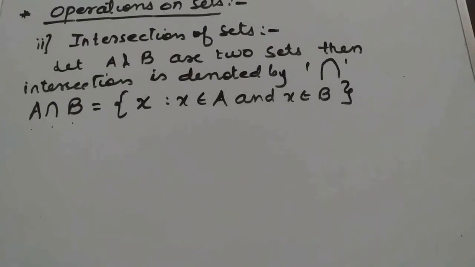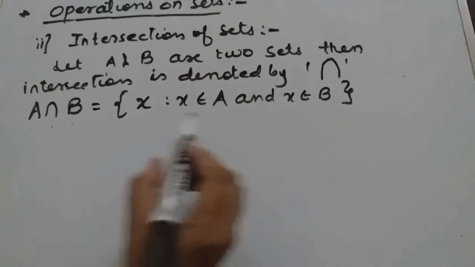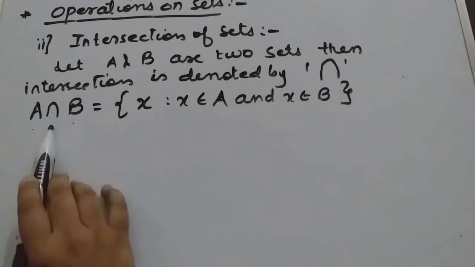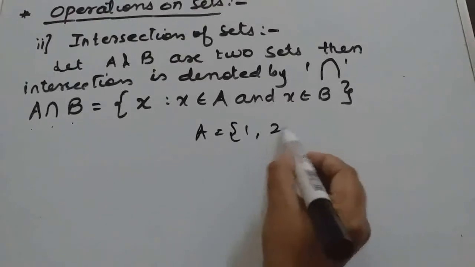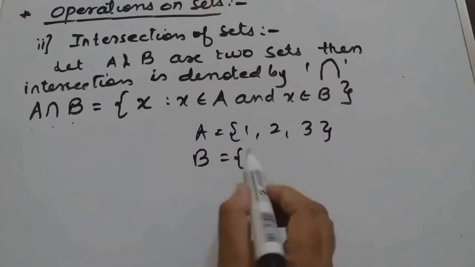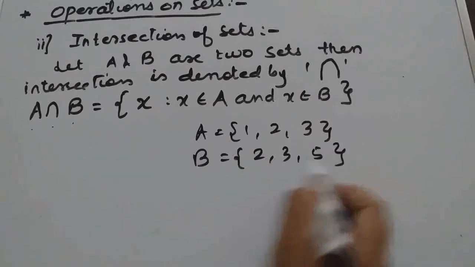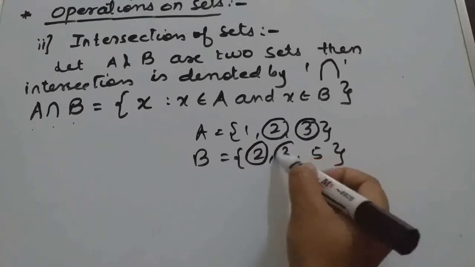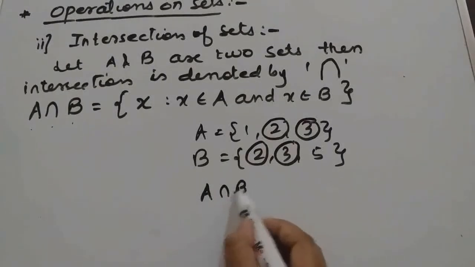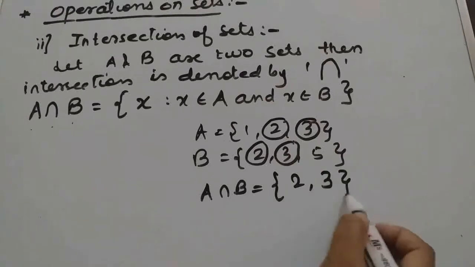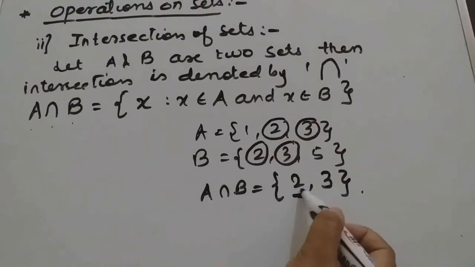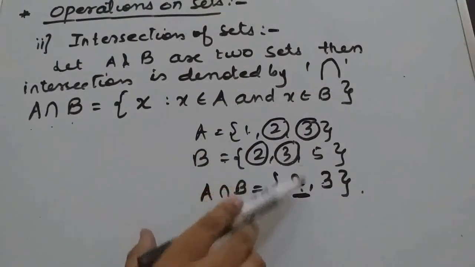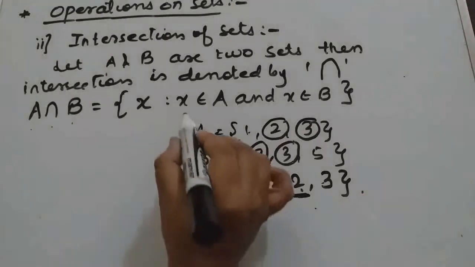Here, all the common elements of A and B you should write in intersection. Suppose A is equal to 1, 2, 3 and B is equal to 2, 3, 5. You have to look for the common elements, so these are 2 and 3. So A intersection B will be 2, 3. These two elements belong to A and B also. So this example you can take.